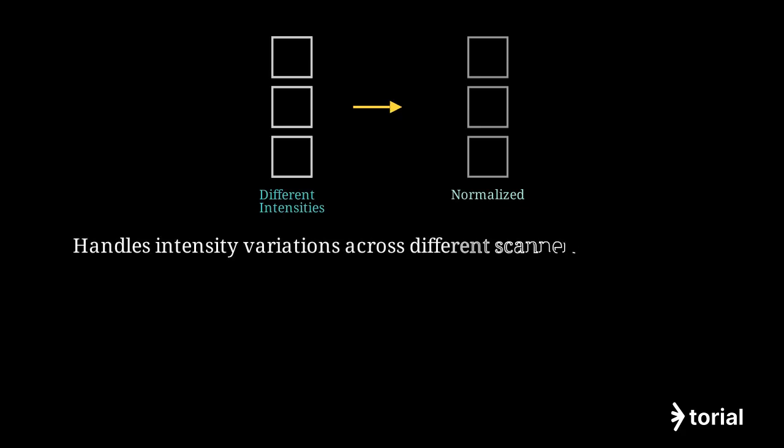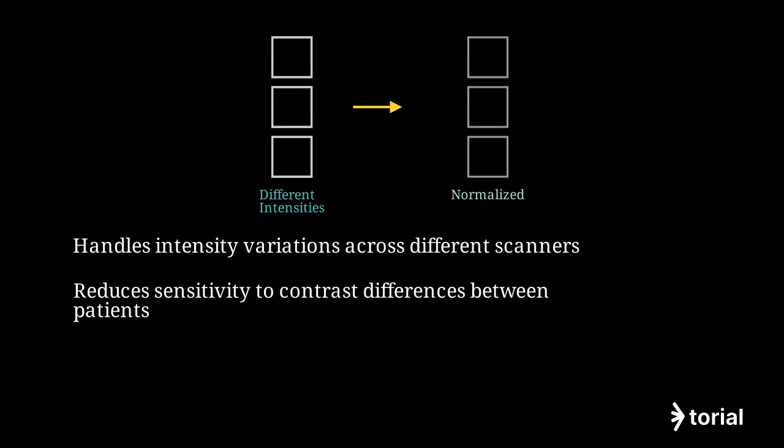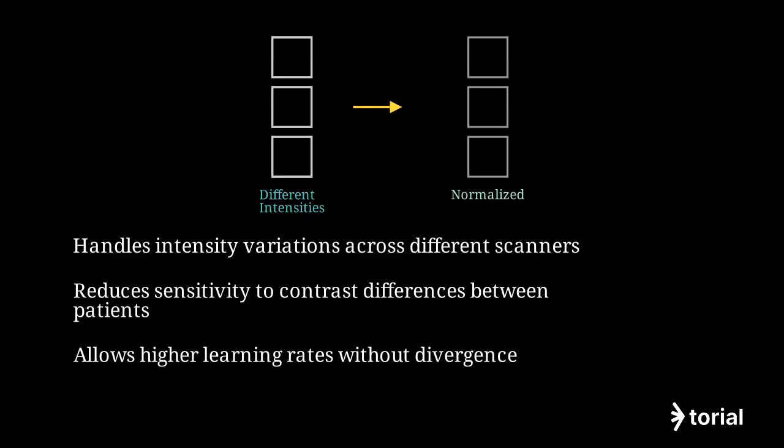Different MRI scanners produce images with different intensity scales. Batch normalization makes the network robust to these variations. Patient-to-patient contrast variations no longer destabilize training, as each batch is normalized to consistent statistics. With stable gradient flow, we can use much higher learning rates, dramatically speeding up convergence without risking training divergence.